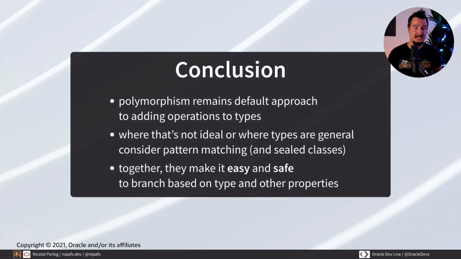So as a conclusion, as I just alluded to, polymorphism definitely remains the default approach to adding new operations to types, right? The examples usually show cases where you would think, why don't I just have a method on the type? And that's usually the right answer. That's what you would do in real life code. Just, for presentation purposes, we pick those examples, but it should still be the default way to implement these operations. But where that's not ideal, or you have very general types, there you should consider pattern matching and sealed types that work together really, really well. And together they make it easy and safe to branch the computation based on some type and some other properties.